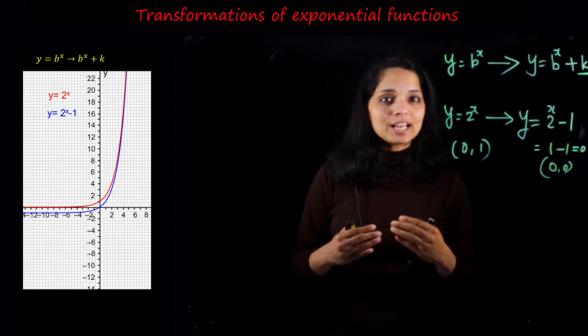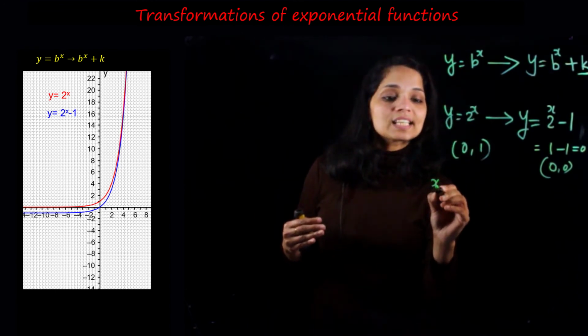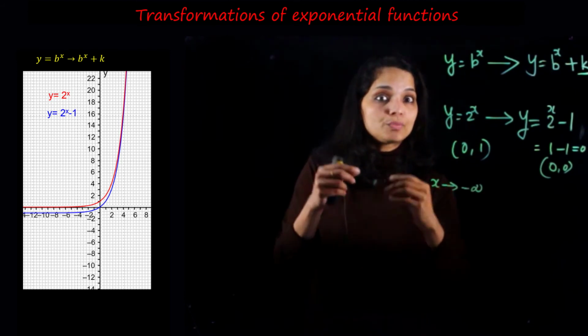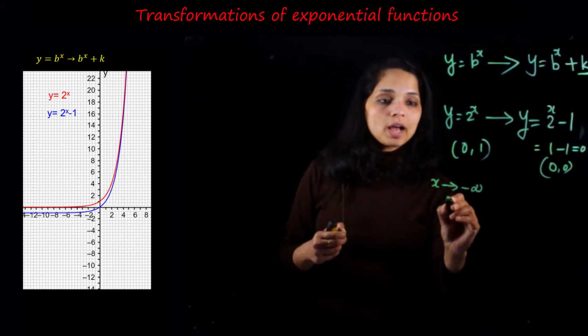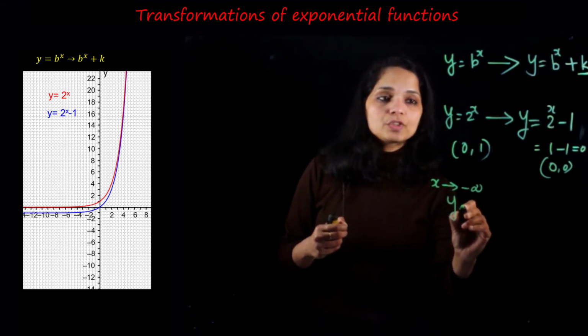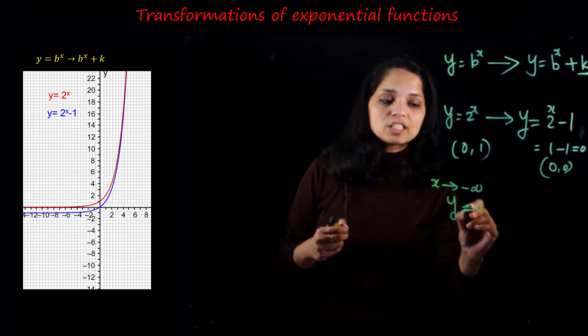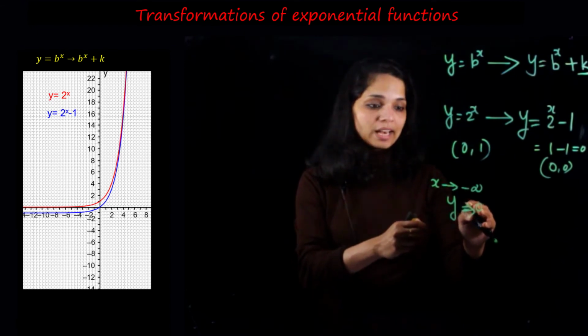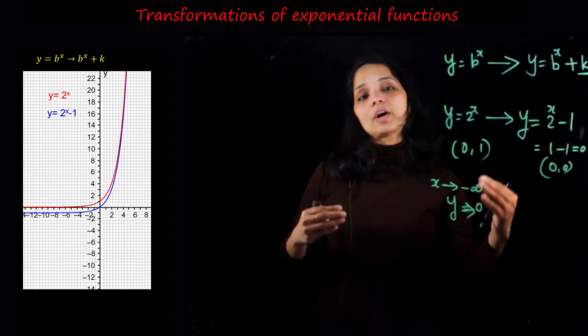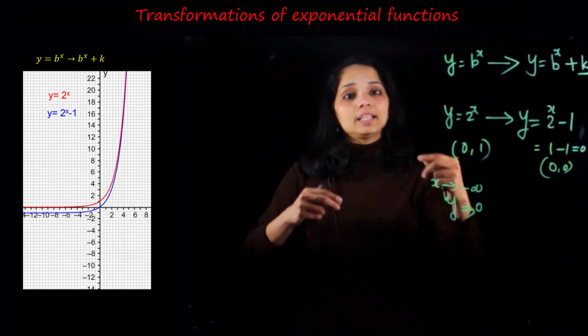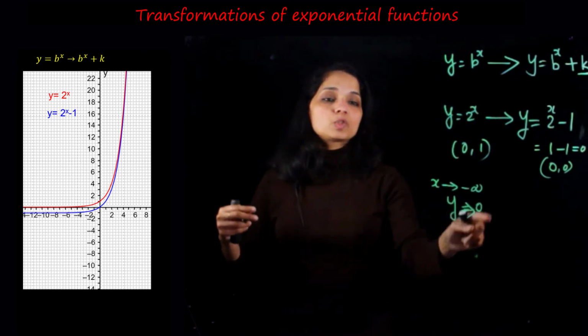So what is the horizontal asymptote? That's how you find the horizontal asymptote: when x tends to minus infinity. For the parent function, when x tends to minus infinity, y is going to be 0. It never reaches that value 0, but it's approaching 0. So for the parent function, the horizontal asymptote is y equals 0.